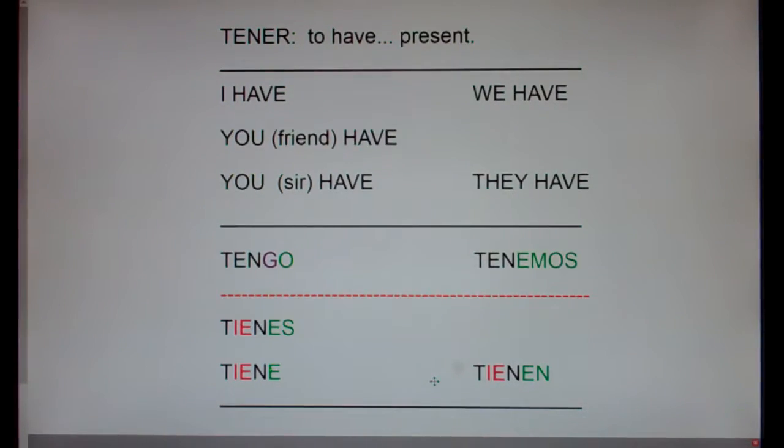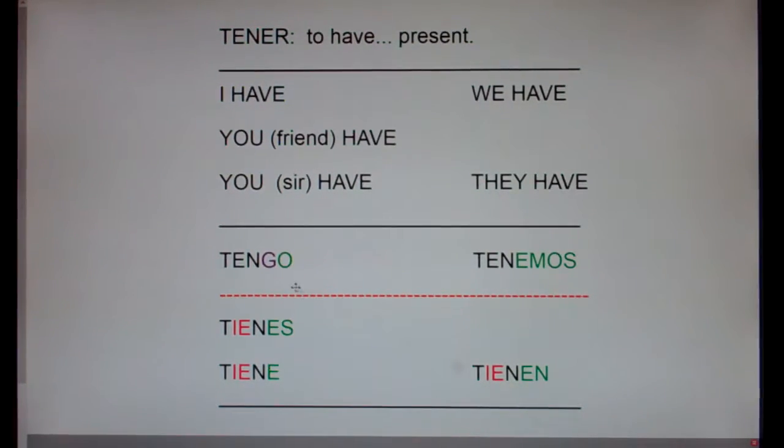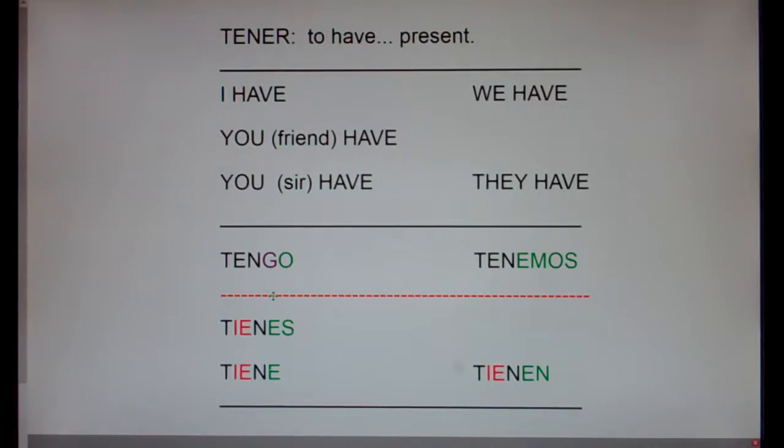All right. Tener is an ER verb. So we expect to chop off the ER and add O, ES, E, EMOS, EN. And you can tell by the green letters that's what we've done. Green letters means it's regular, it's expected, you won't have any trouble with it. But notice there's a G in the O form. Now what's the only form of tener with a G? The yo form.